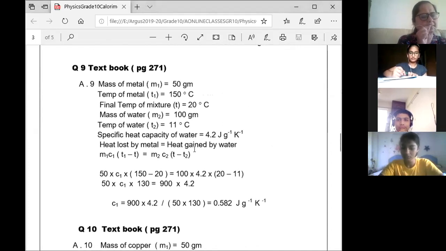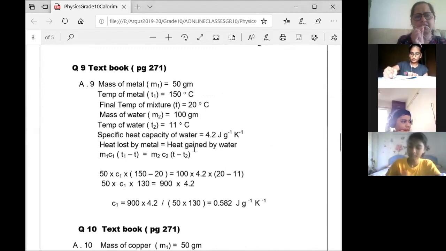Now there is a metal of mass 50 grams. It is at 150 degrees Celsius, so the temperature of that metal is 150 degrees Celsius. Now it is put in water, which is at 11 degrees Celsius. I will take 1 as the subscript for the metal: mass of the metal M1, temperature of the metal T1, and specific heat capacity of the metal C1.